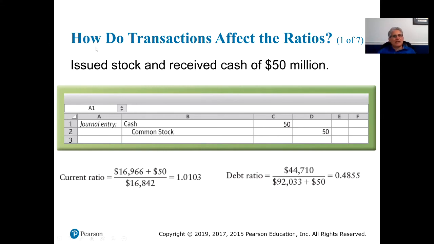So quickly, we're going to see how the issuance of stock may affect ratios. In this example, for the current ratio, if we have $16,966 of current assets, and then we add $50 of cash, that increases our current assets. No impact on our current liabilities because we don't owe that money. So it's going to make our ratio look better. So companies may be motivated to issue stock so that they can make their ratio look better.